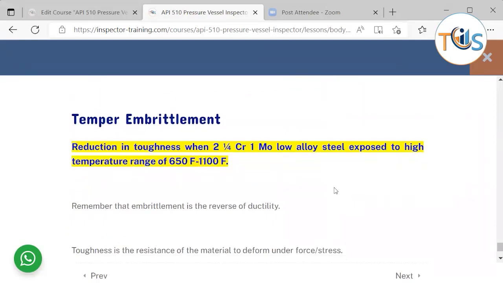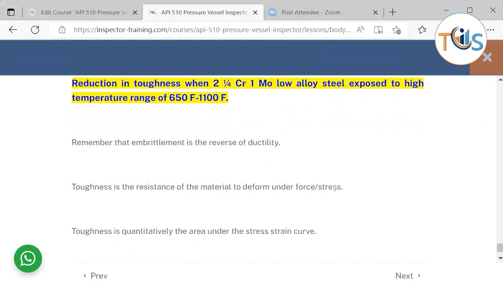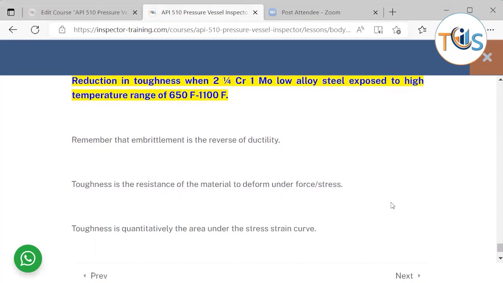And temper embrittlement is a reduction in toughness under high temperatures, 650 to 1100, and the most susceptible material is 2.25 chrome 1 moly low alloy steel, which shows a sudden drop in toughness and fails. You should remember that embrittlement is the reverse of ductility, and toughness is the resistance of a material to deform under force or stress.